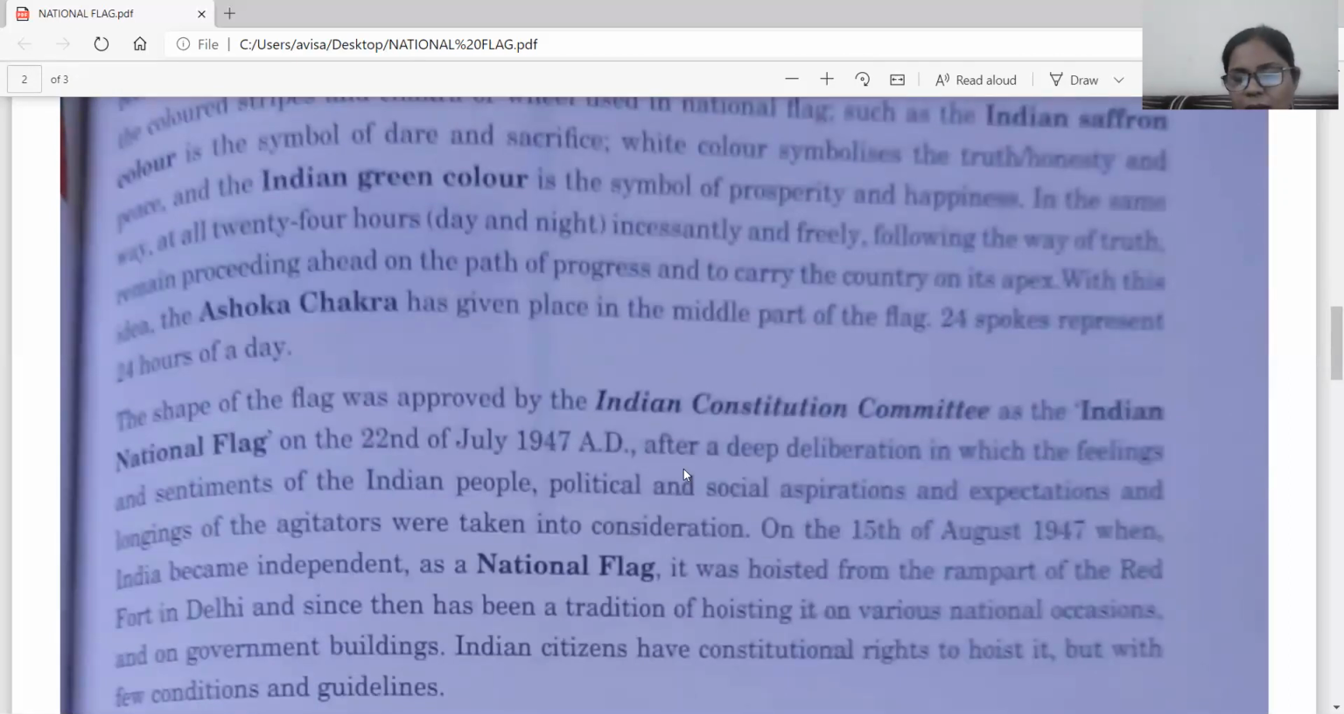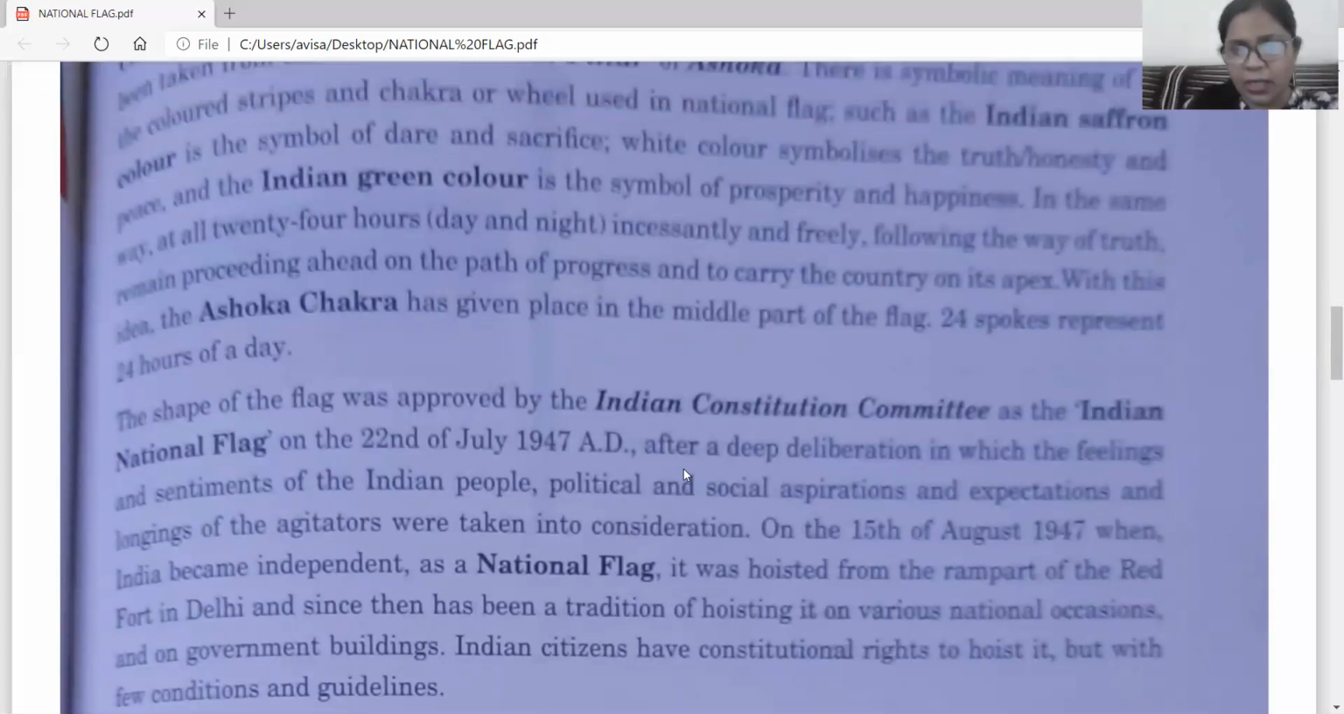These were basically the feelings of our country, our society, and our political aspirations, everything was considered. After that, the flag was adopted as the national flag on 15 August 1947, when India became independent. It was hoisted from the rampart of the Red Fort in Delhi. And after that, you know that every year on 15 August, our Honorable Prime Minister hoists it on the same day at the Red Fort. Since then, there has been a tradition of hoisting it on various national occasions and on government buildings.